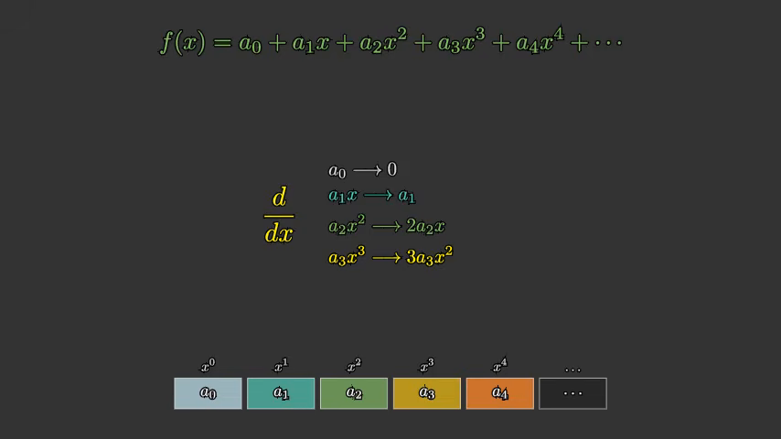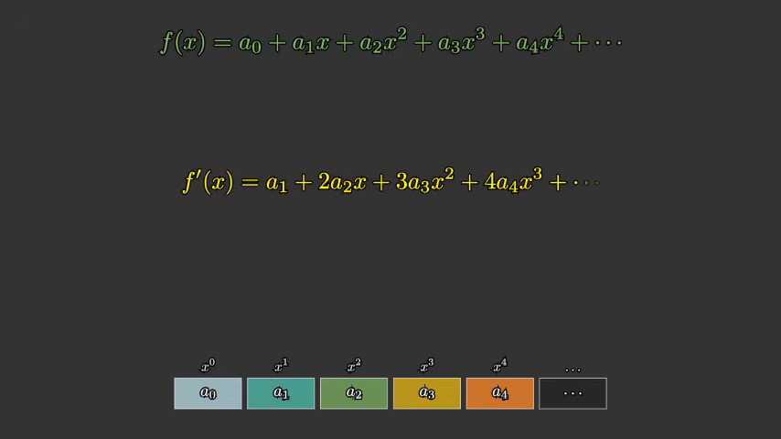Differentiate term by term. The constant, a sub 0, disappears. A sub 1x becomes a sub 1. A sub 2x squared becomes 2 a sub 2x. A sub 3x cubed becomes 3 a sub 3x squared. So the first derivative is f prime of x equals a sub 1 plus 2 a sub 2x plus 3 a sub 3x squared plus 4 a sub 4x cubed, and so on.